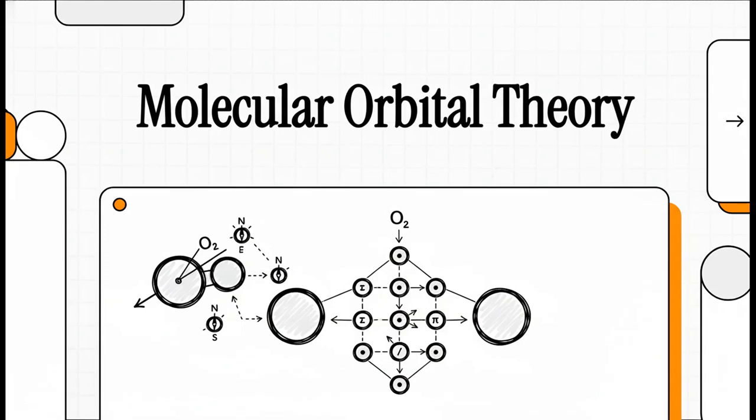All right, let's dive into a real chemical head scratcher today. We're talking about a puzzle that really stumped early chemists and shows us exactly why our simplest models sometimes just don't cut it. We are going to solve the mystery of oxygen's weird magnetism.